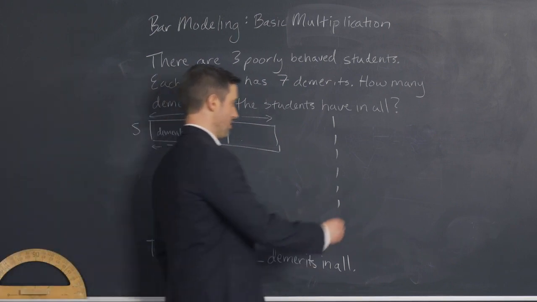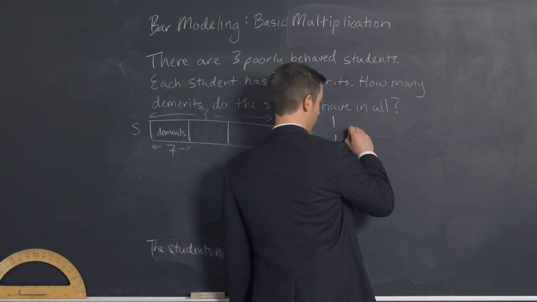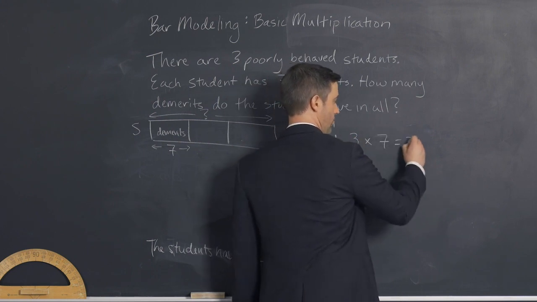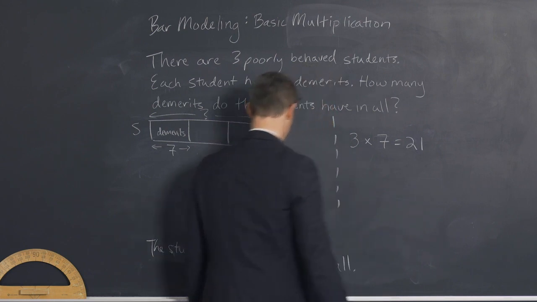So let's go to the arithmetic. I have 3 students, each with 7 demerits. So I have 21 demerits in all.